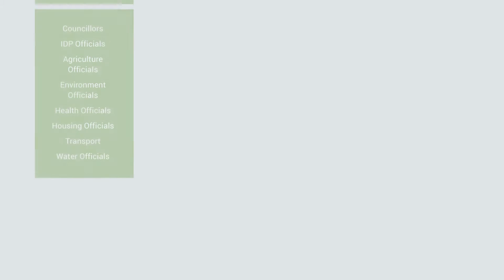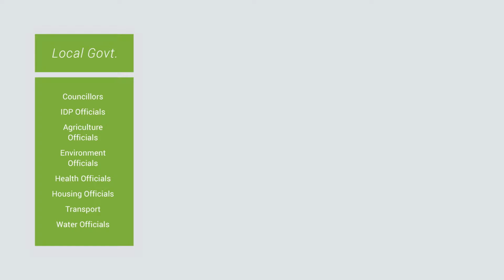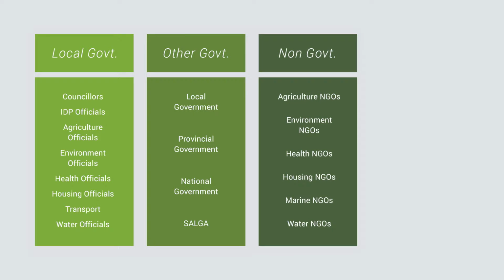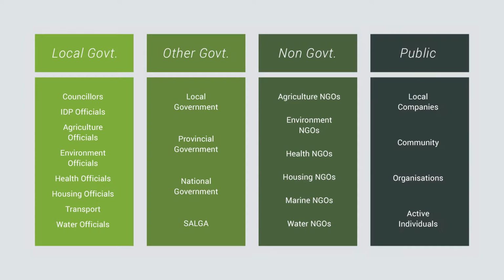The first is the local government category, which includes councillors, IDP officials, and different sector officials. The second category is the other governments. This category includes local, provincial, and national government bodies. The third is the non-government groups category, which should include various NGOs operating within the different sectors. The fourth category is the public. This category includes private companies, community organizations, and any active individuals.